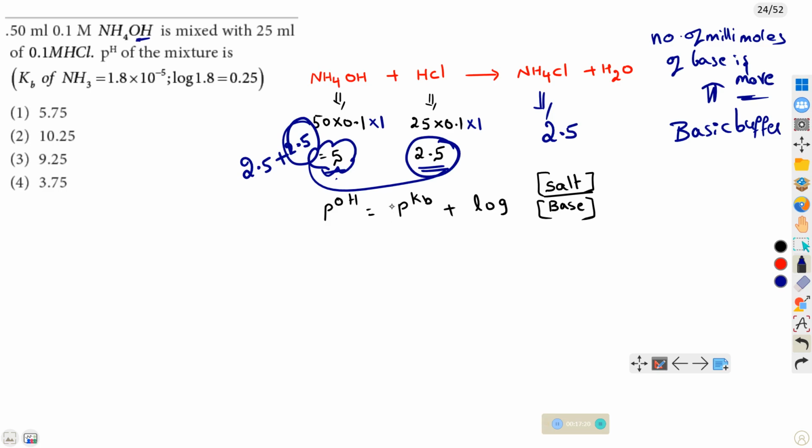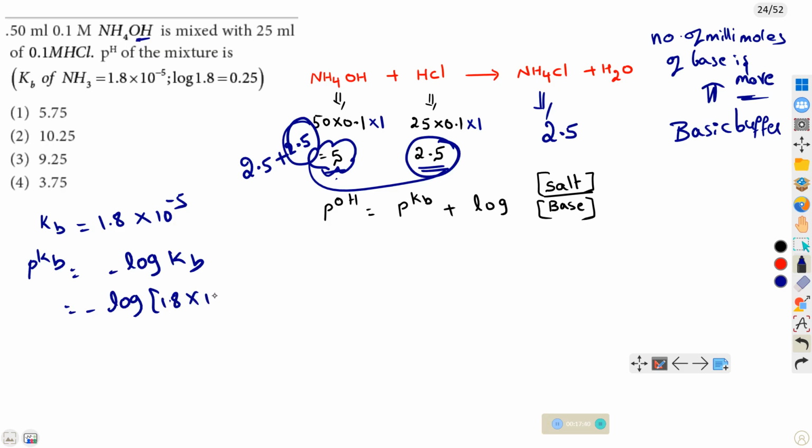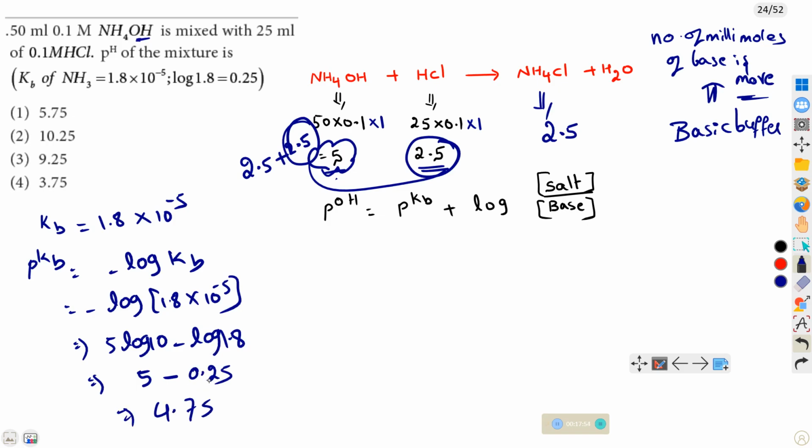Now, what is the formula? pOH is equal to pKb plus log of salt concentration by base concentration. Kb value is given as 1.8 into 10 power minus 5. pKb is equal to negative logarithm of Kb, negative log of 1.8 into 10 power minus 5. Simplify: 5 log 10 minus log 1.8, 5 minus 0.25, then 4.75.